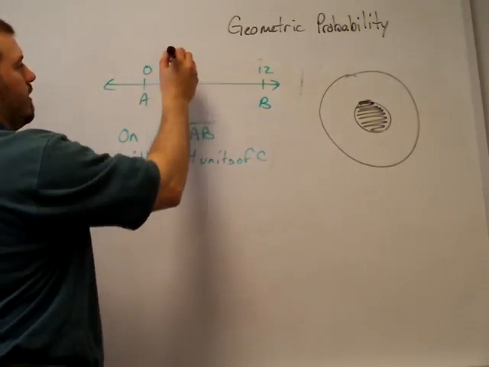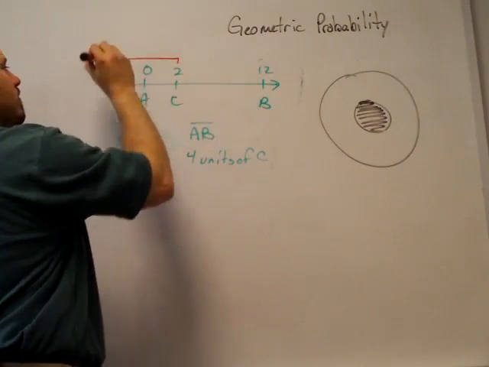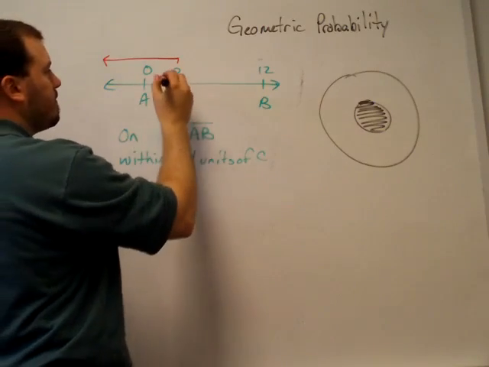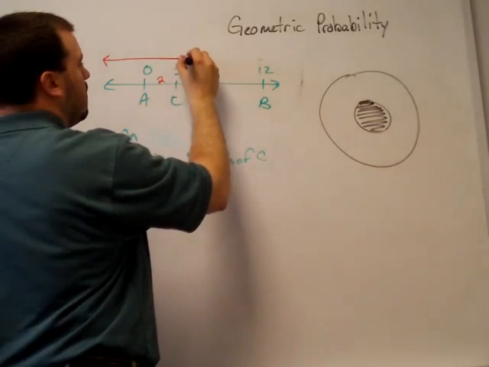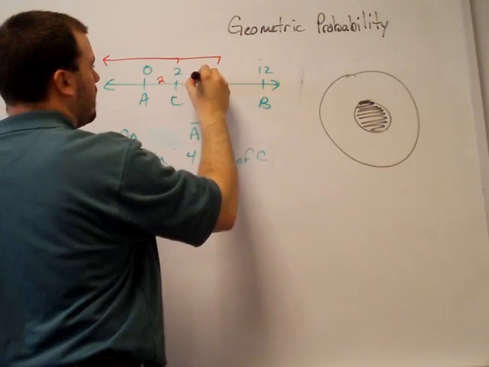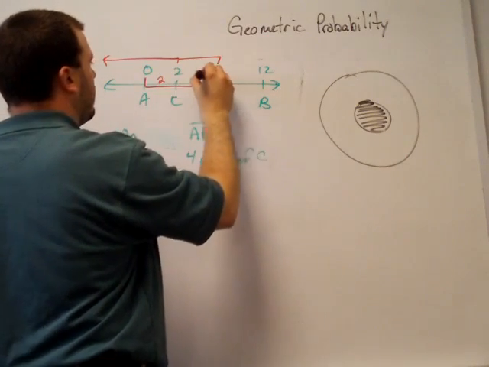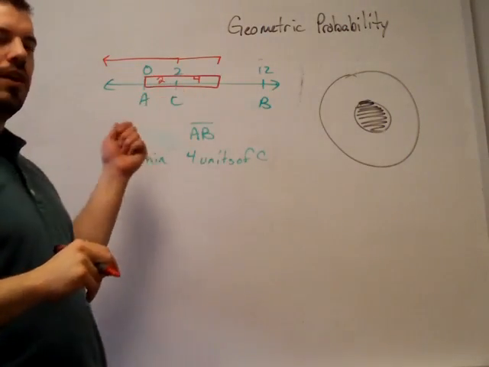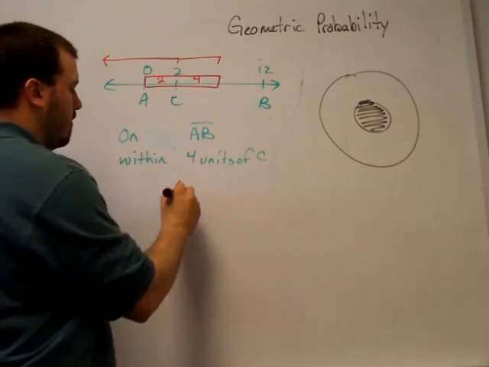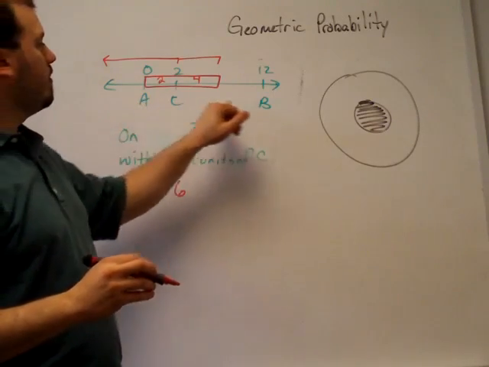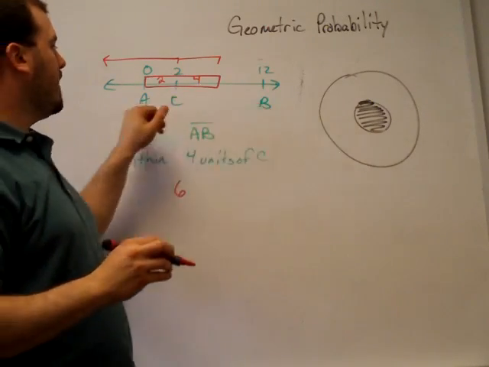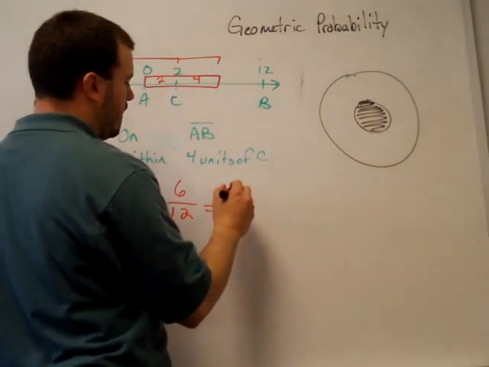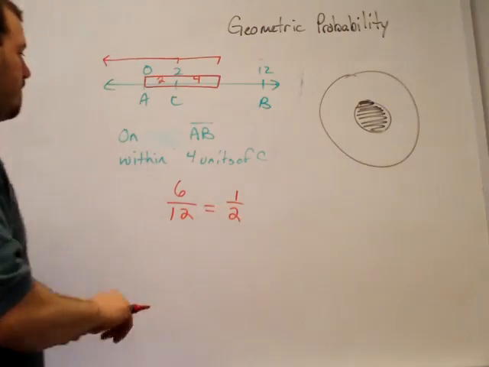The trick on this one is you can't go 4 units to the left of C and still be on segment AB. You can only go 2. But you can go 4 units to the right. So our location for successful choices isn't 8 units long, as some students might think, it's 6 units long. Now, our total places we can choose from on segment AB is still 12. So our probability is 6 over 12, or 1 over 2.